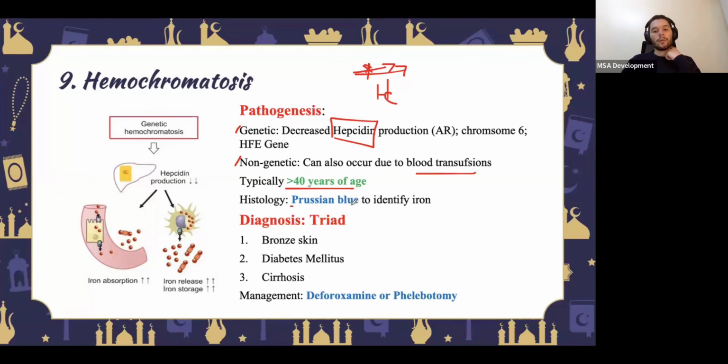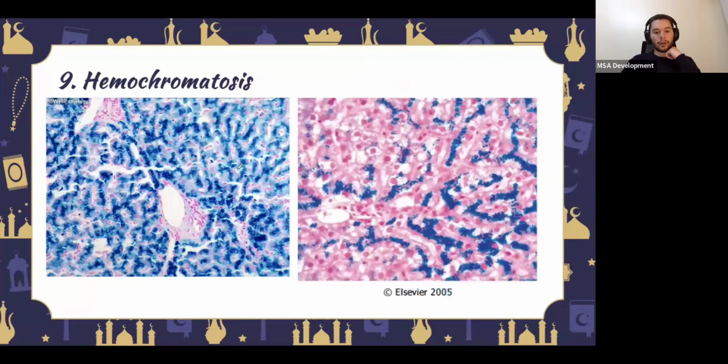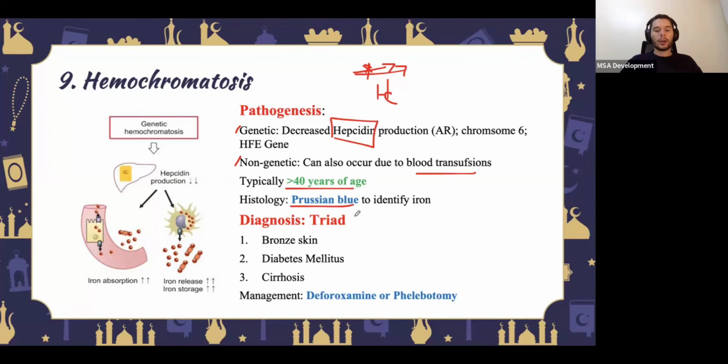On histological stain, you can use Prussian blue, which looks like this. Simply put, blue cells or blue over the histology slide. Hemochromatosis. Okay? Now, in diagnosis, there is a triad. Think of three things. Think of bronze skin, diabetes mellitus, and of course, because it affects the liver, you have to think of cirrhosis. Finally, how would you manage it?